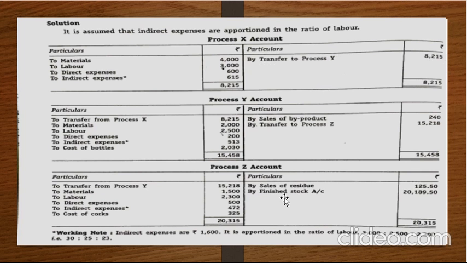Because it is a continuous process, only when you come to process Z will it complete the process and finished stock will be prepared. So now how much you are transferring? 8,215. So now you prepare your process Y account, particulars amount to transfer from process X. So from where you are receiving this amount? From process X. So to transfer from process X, 8,215.